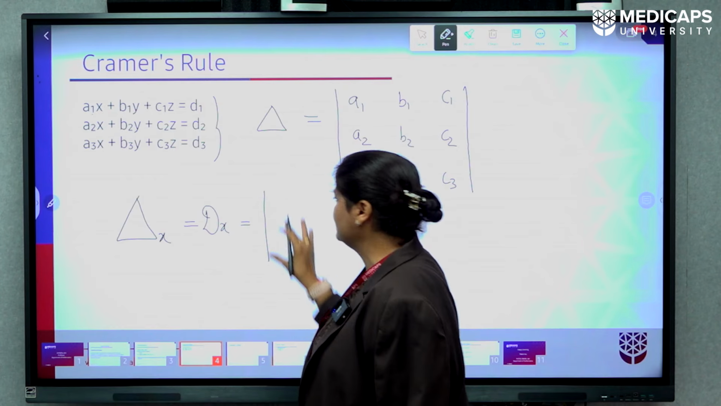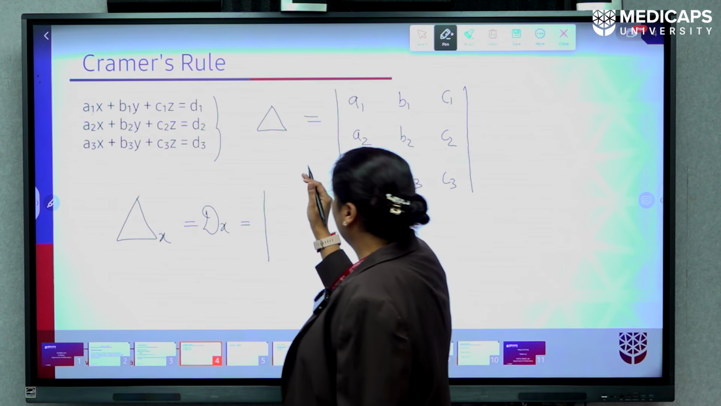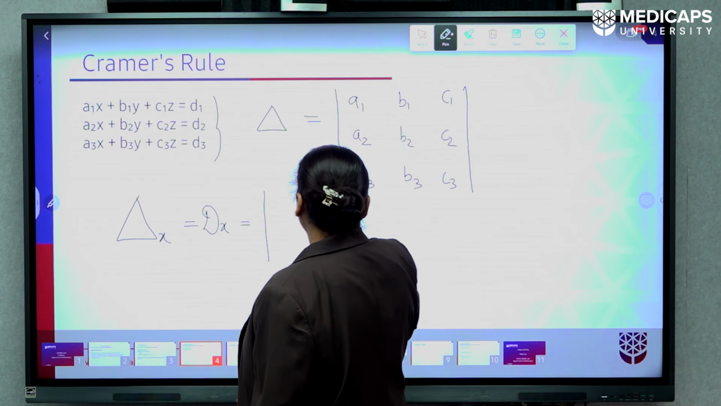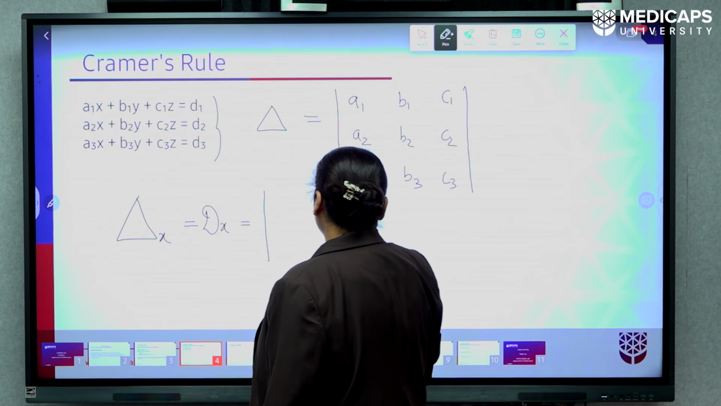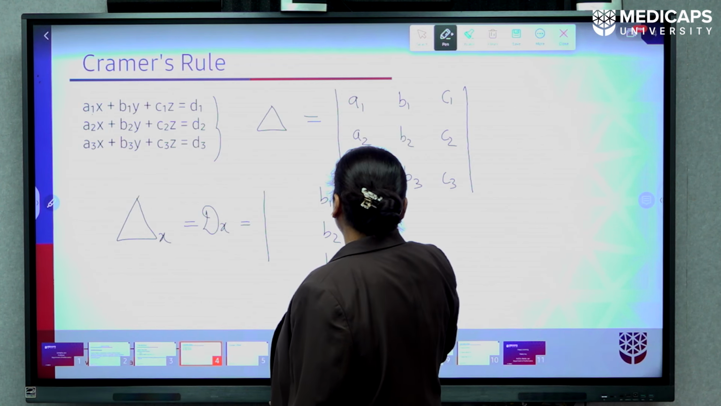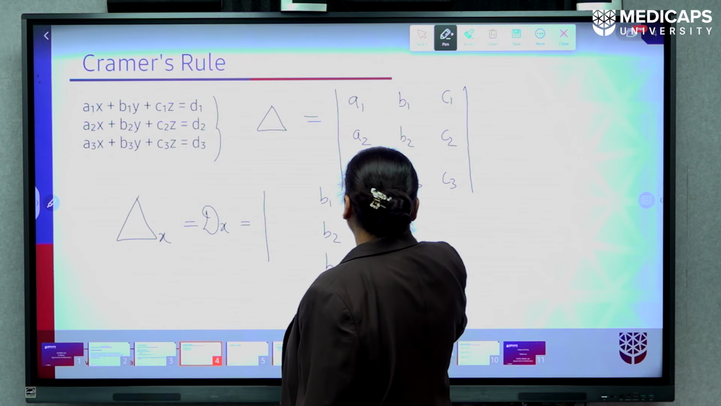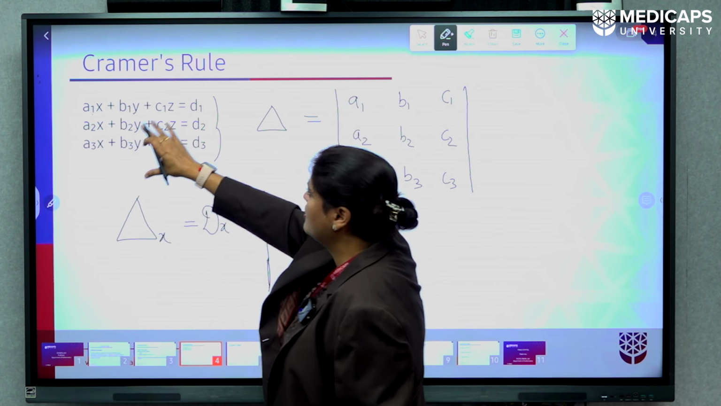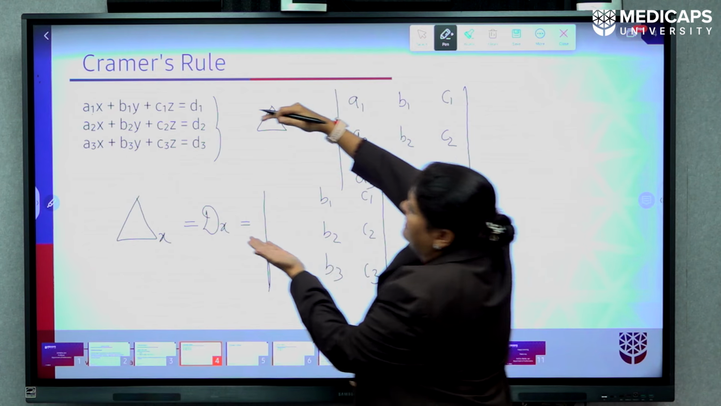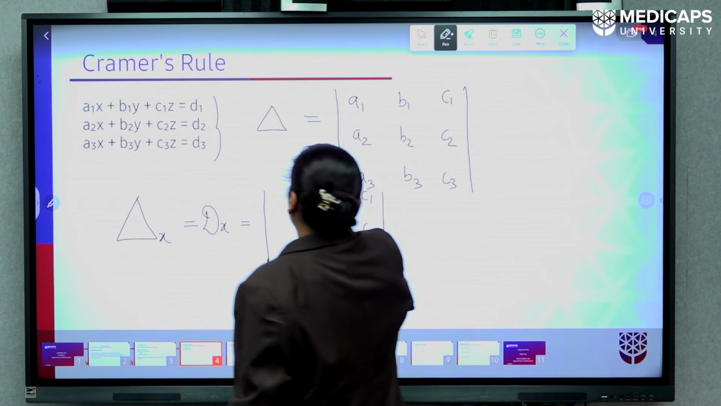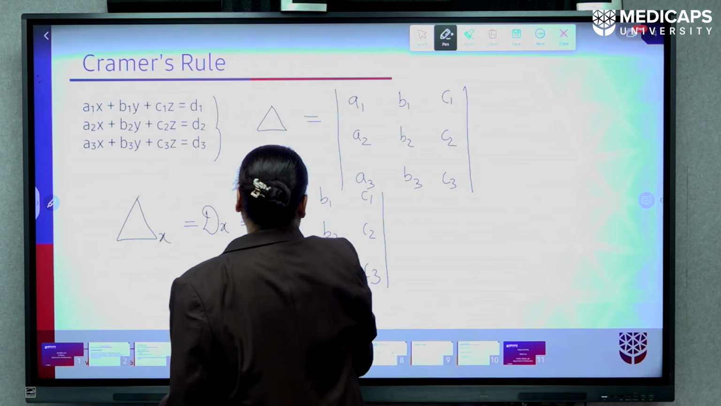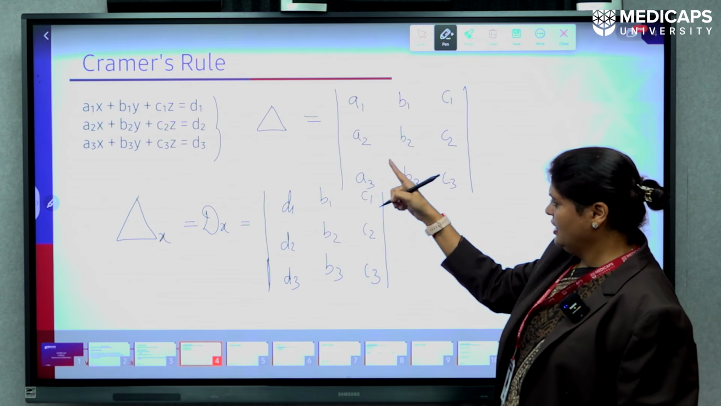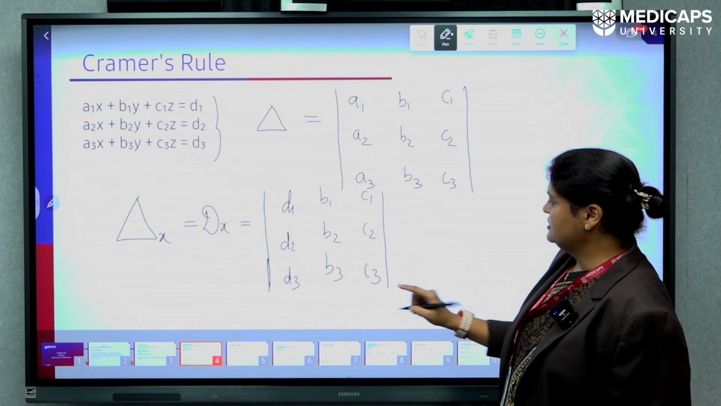We will not write the x column in this. So leave this column and write down the coefficient columns b1, b2, b3 and c1, c2, c3. Now, since it is for x, we will not write down a1, a2, a3. We will write down d1, d2, d3 here. So del x is d1, d2, d3, b1, b2, b3 and c1, c2, c3.